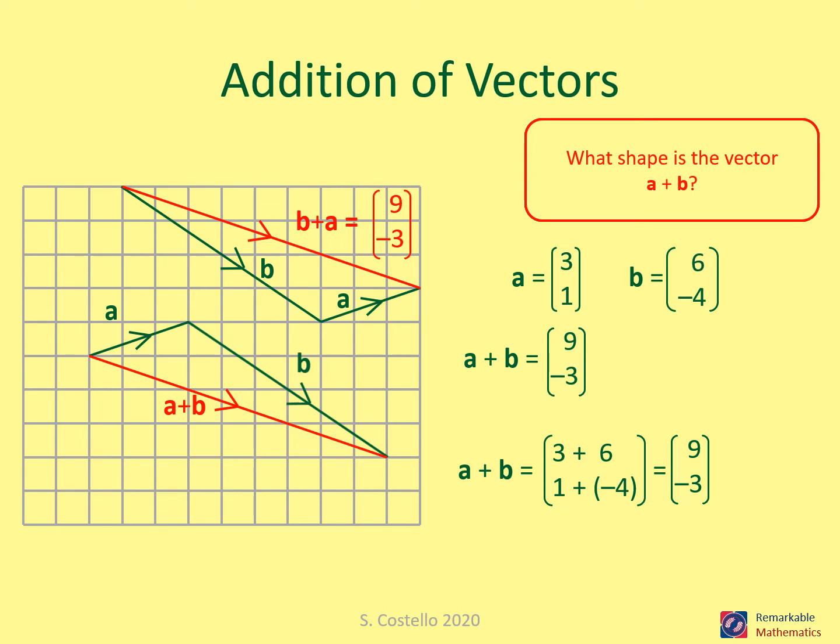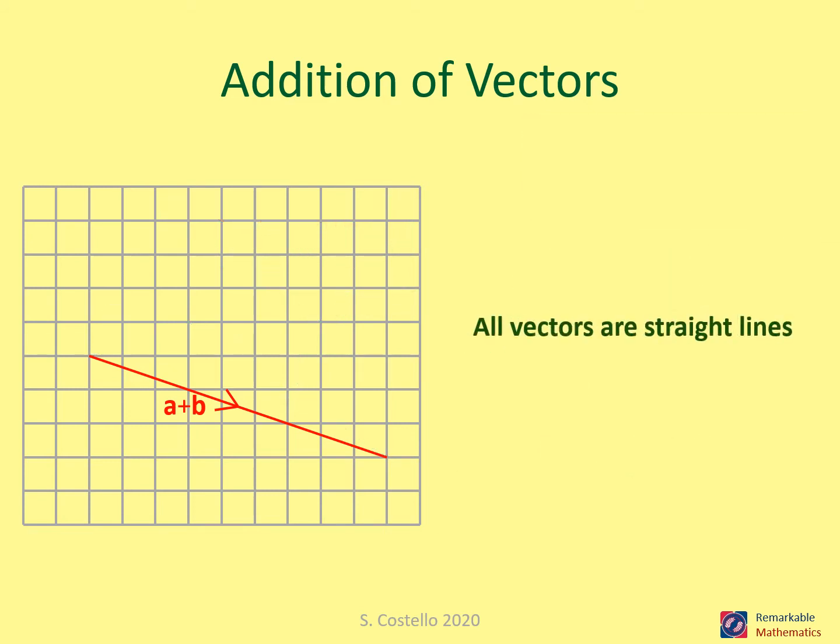What shape is vector A plus B? All vectors are straight lines. When we add two vectors together, it isn't the path along the two vectors, it is the single vector. It's important to understand that. When we add vectors, it is a new vector in its own right, and it is always a straight line.